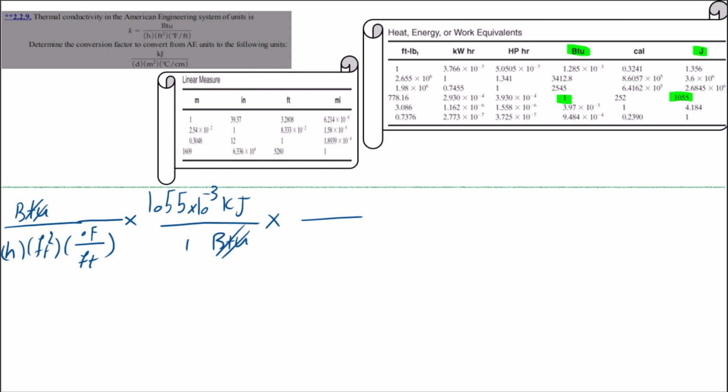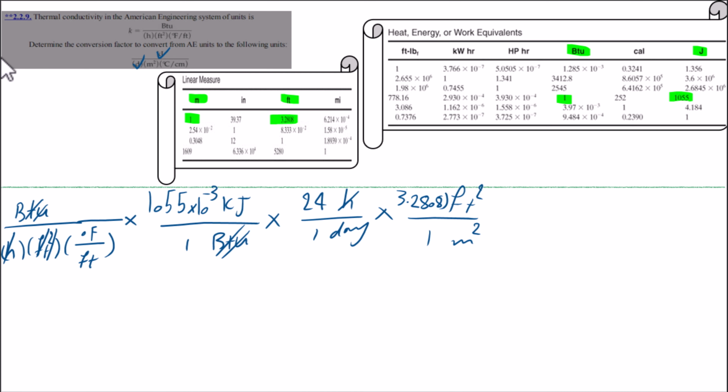Hour must be converted to day. 1 day equals 24 hour. Hour will be removed. So kilojoule check, day check. The square foot must be converted to square meter. 1 meter equals 3.2808 foot. And I will square it because of this two. So this one also checked.